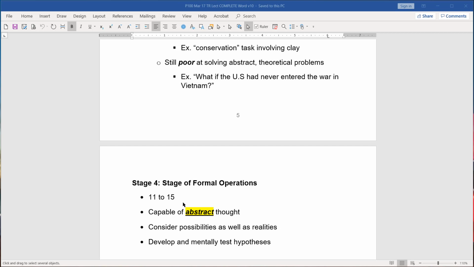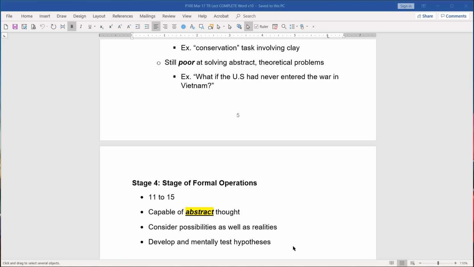What are the characteristics of formal operations? When we're in this stage, we're now capable of abstract thought. There's another blank that you need to fill in, abstract. When you're in the stage of formal operations, you can consider possibilities as well as realities. You can develop and test mental hypotheses.